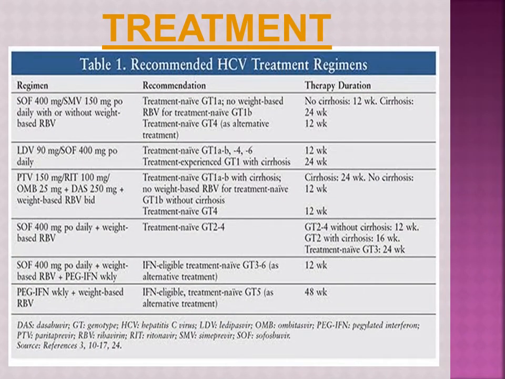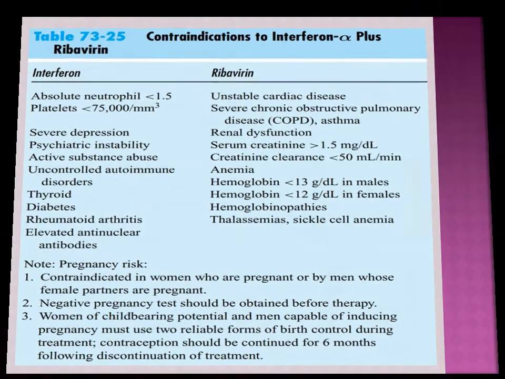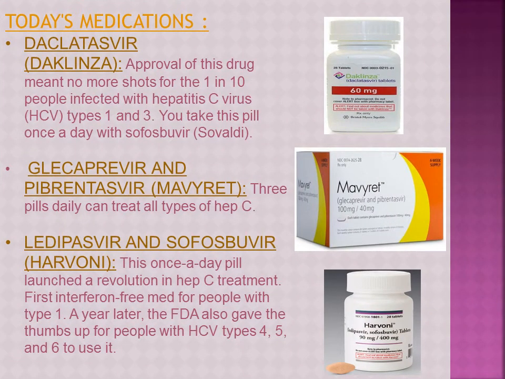After that we have different treatment regimens, which we use according to the patient's conditions and duration, and also the symptoms of the patient. After that we have a slide showing contraindications of interferon alpha and ribavirin. Due to contraindications and many adverse effects of conventional use of interferons and ribavirin, we have today's medications, which are combinations of 2 or more active drugs that improve patient compliance and decrease frequency of administration.